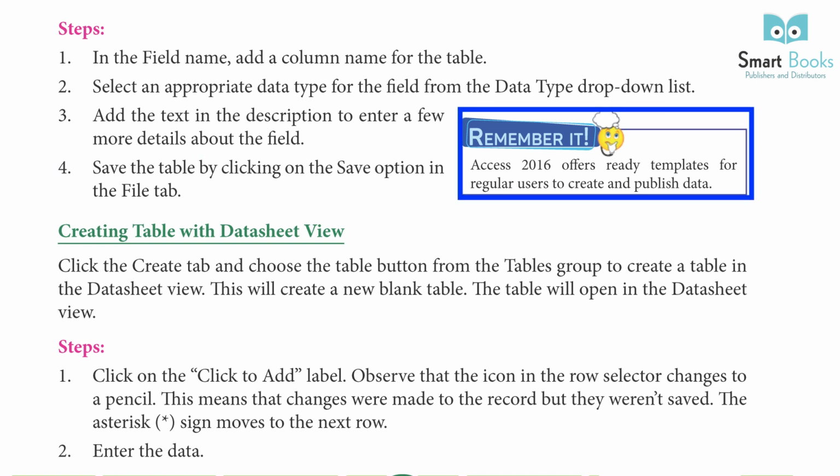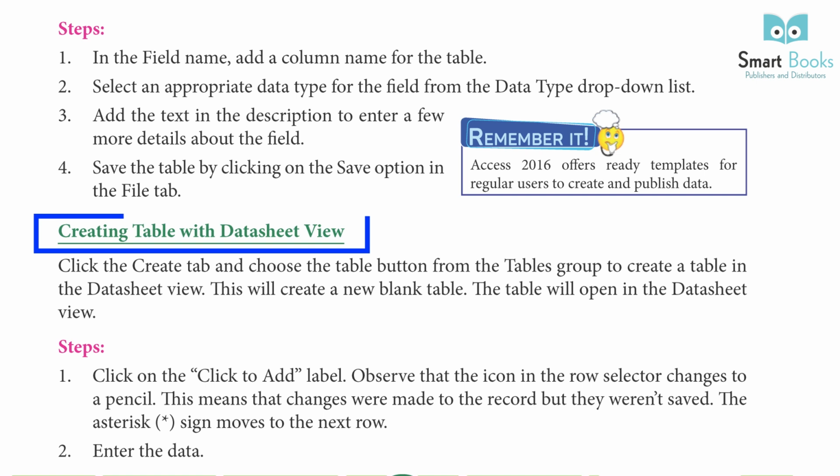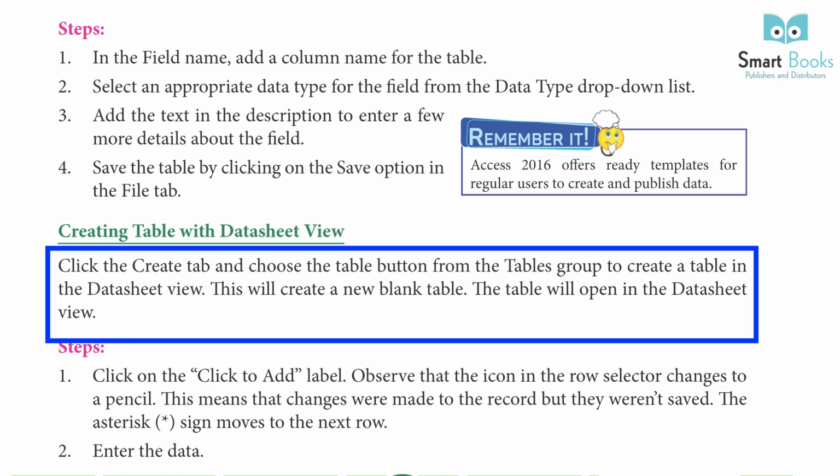Remember it: Access 2016 offers ready templates for regular users to create and publish data. Creating a table with Datasheet view. Click the Create tab and choose the Table button from the Tables group to create a table in the Datasheet view. This will create a new blank table. The table will open in the Datasheet view.